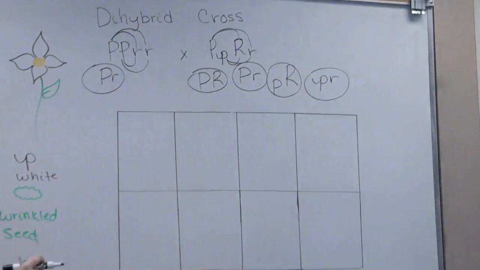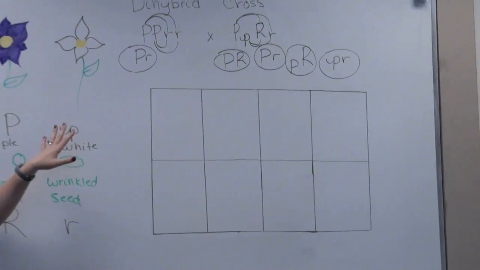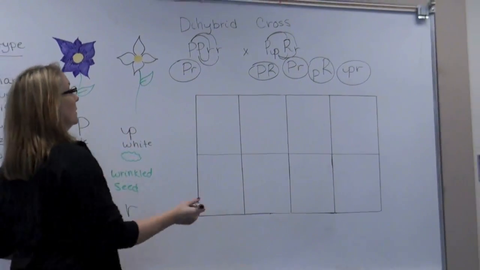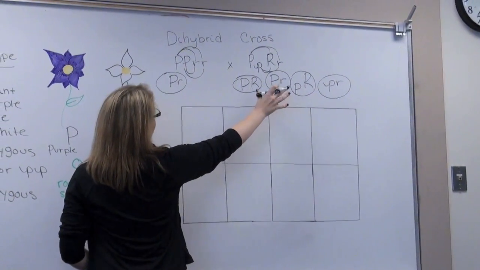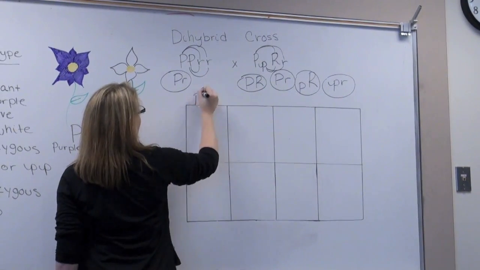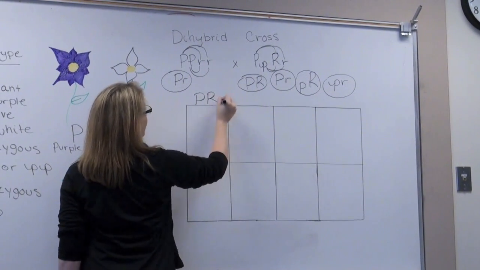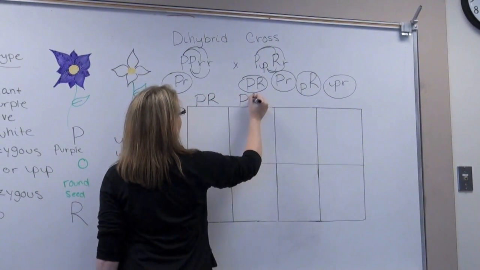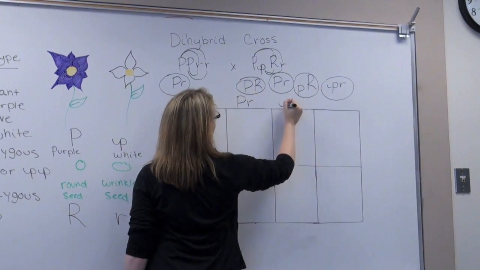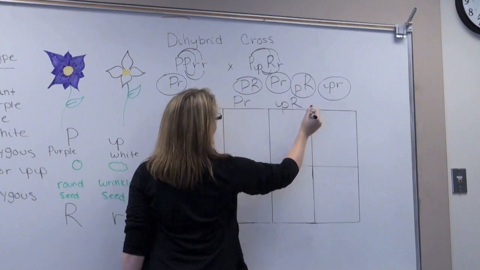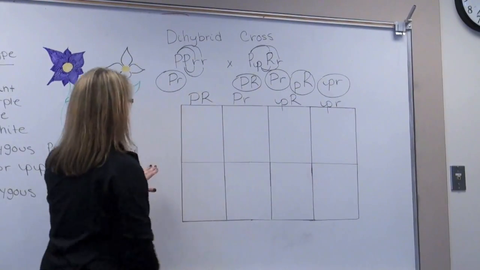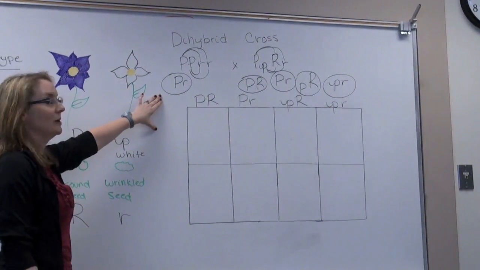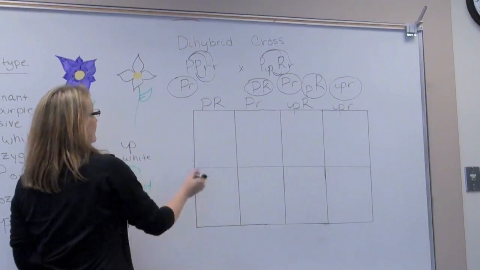So now that I've defined all of my gametes, I can go ahead and fill in my Punnett square. So along the top, I've chosen to do the parent that has 4 gametes. So I'll put each one down. And then along the side, I'll just use the one gamete from the other parent.